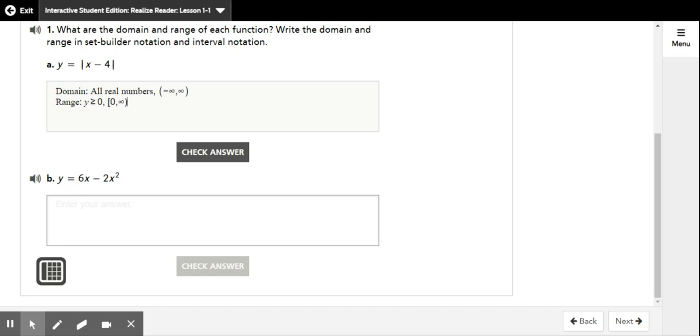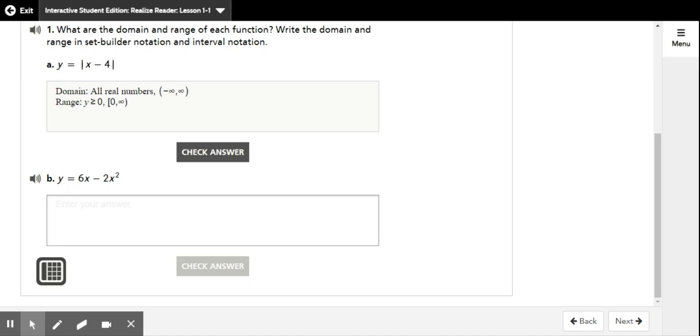All right, so I typed in 6. X, I'm going to hit that button. And then minus 2x. And then the exponent button is that button there. All right, then I'm going to hit graph. Okay, so same deal, really.